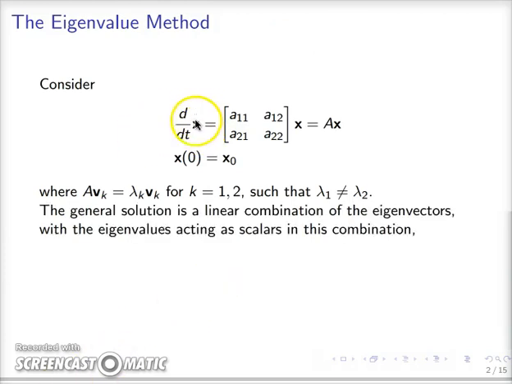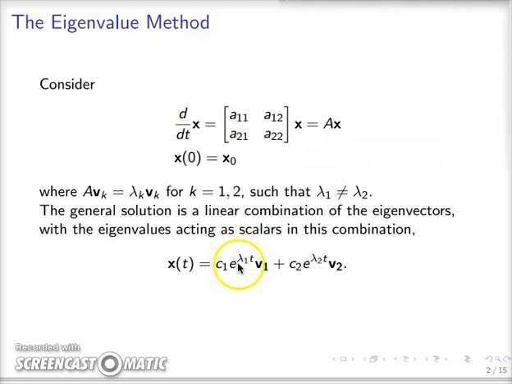So the general solution is a linear combination of eigenvectors. In this case it would look like this. It's simply a sum with two terms. We have the exponential e to the lambda 1 t. That's a scalar and multiplies the vector v1, which is the eigenvector corresponding to lambda 1, and similar for the second term.